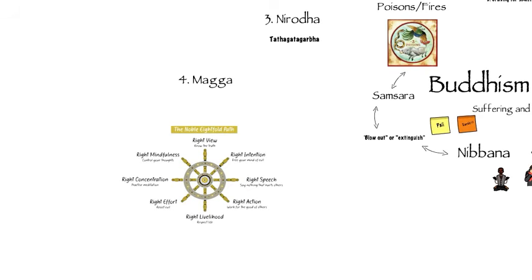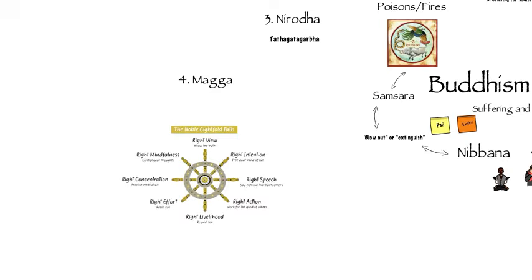Despite being called a path, the Eightfold Path is often represented as a wheel with 8 spokes, as they can all be practiced at the same time. The Eightfold Path consists of following 8 practices which are grouped into 3 sections, known as the Threefold Way.